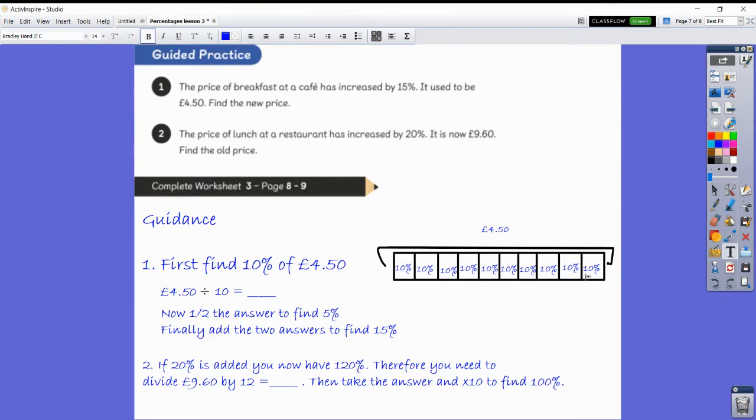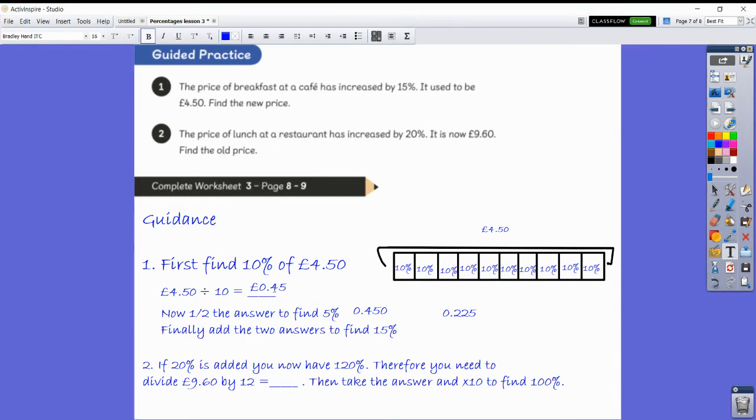I'm going to help you with this because it is quite tricky. To find that, you have got 0.45. That would be your answer. It says now half the answer to find 5%. To half this, you need to put a placeholder on, the 0.450, and then you need to half it. So half of 0.450 would be 0.225.